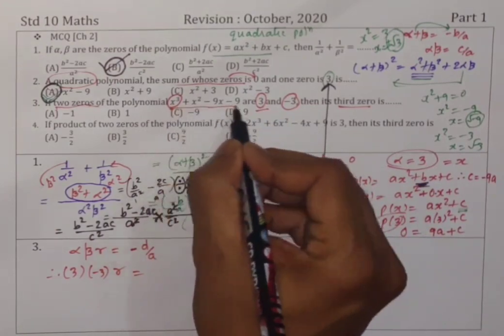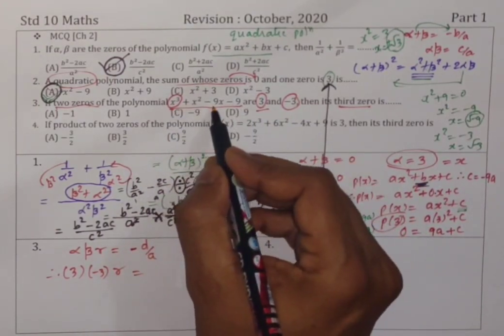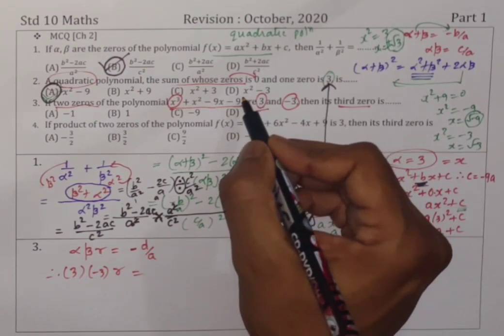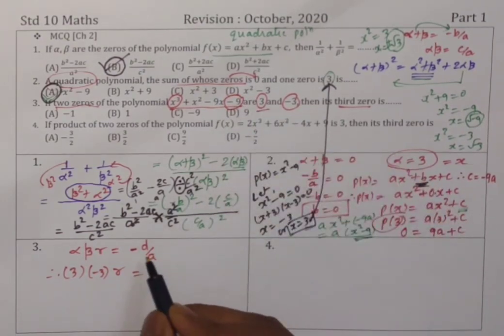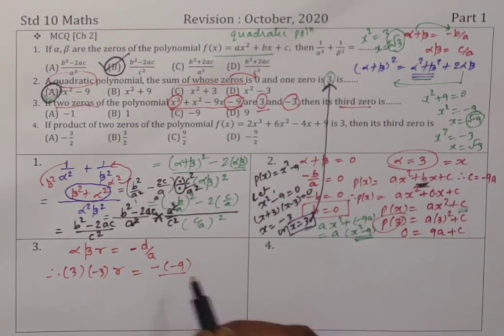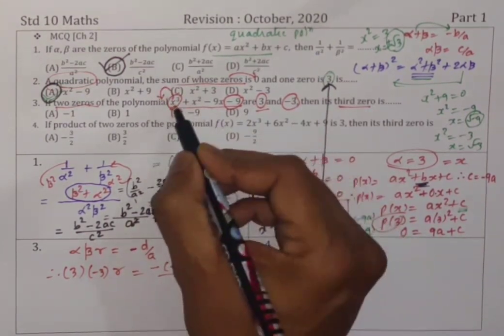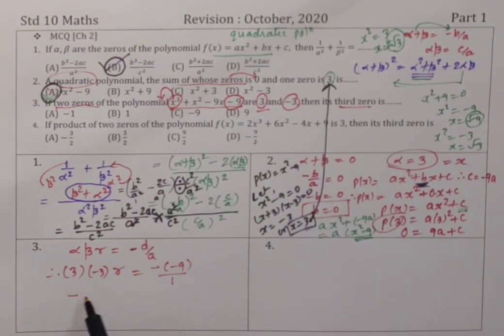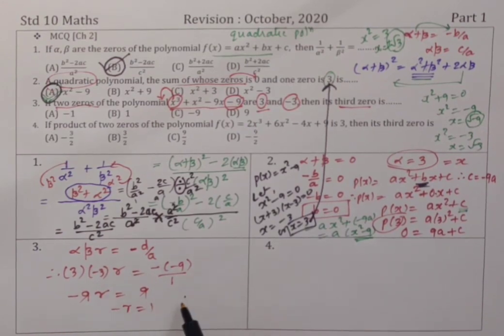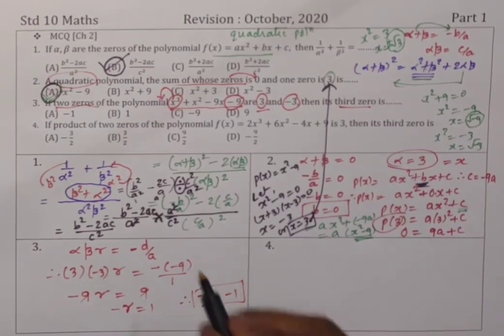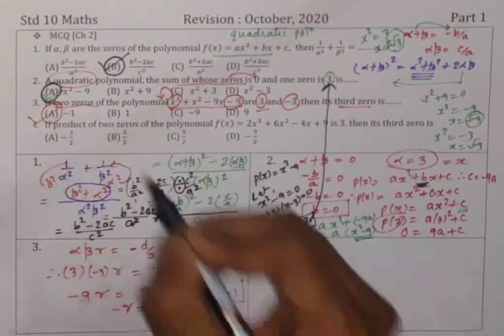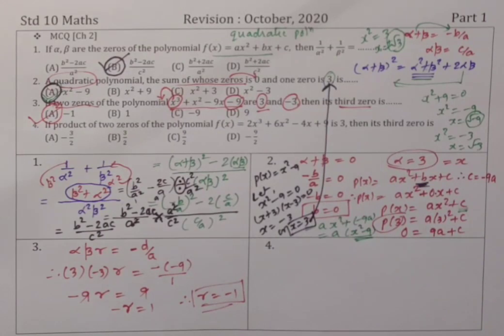Now compare this with ax cube plus bx square plus cx plus d. What is d here? Minus 9. So minus of minus 9 upon what is a here? The coefficient of x cube, that is 1. So this is minus 9 into gamma is plus 9. 9 and 9 cancel. So minus gamma is equal to 1. Therefore gamma is equal to minus 1. So answer is A, minus 1. The third zero, gamma, is minus 1. I hope that was easy.